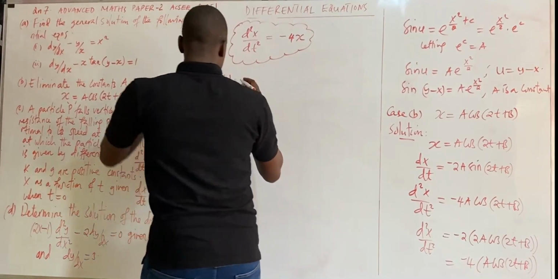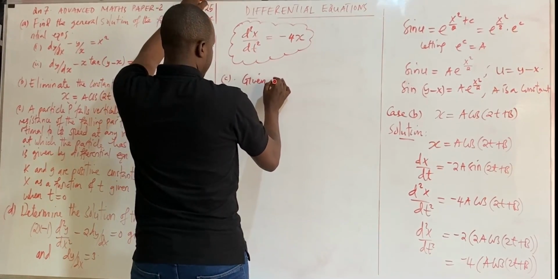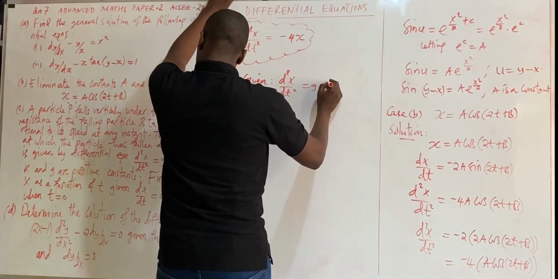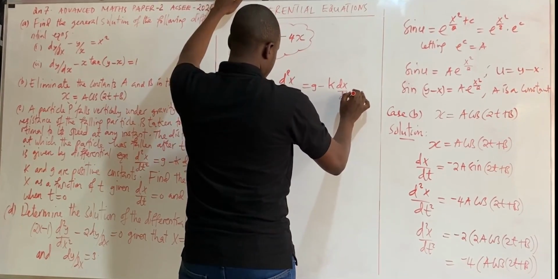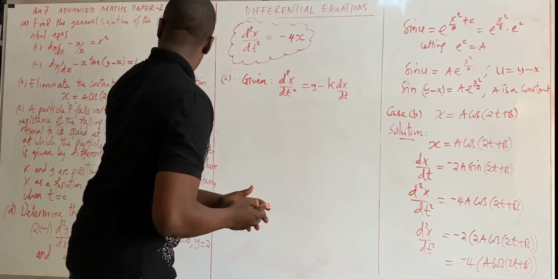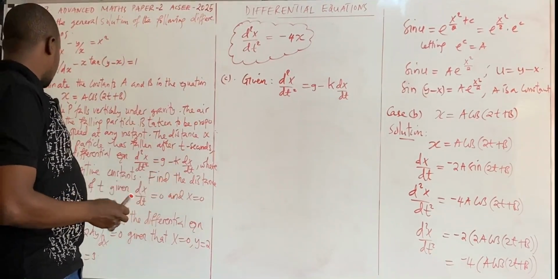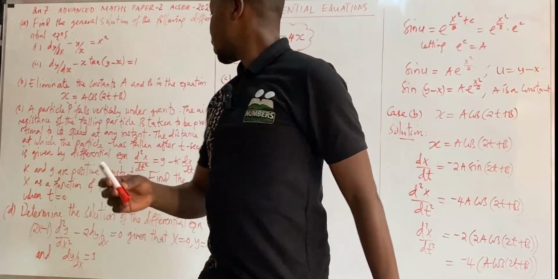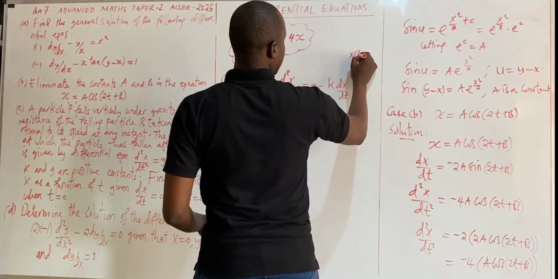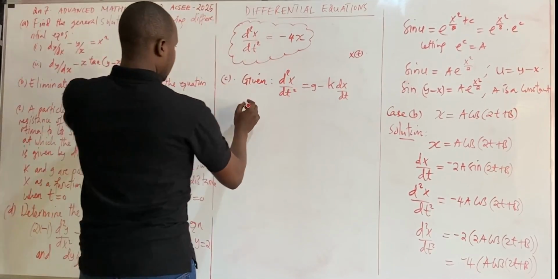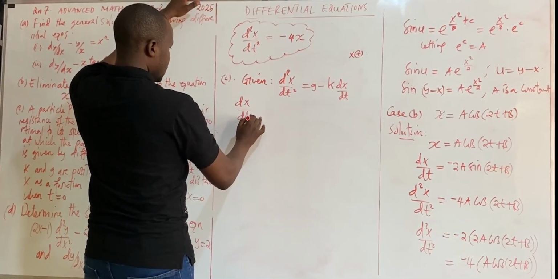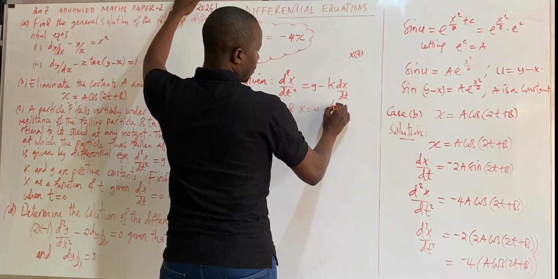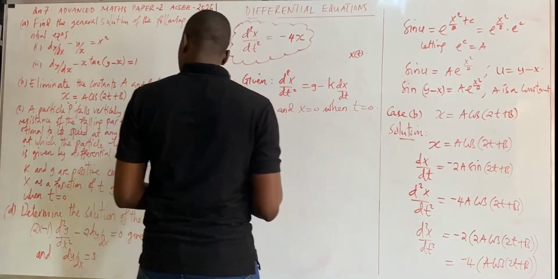So we are given d squared x over dt squared equals g minus k dx/dt, where k and g are positive constants. You are required to find the distance x as a function of t, meaning we need to end up getting x(t), given the initial conditions that dx/dt is 0 and x equals 0 when time equals 0.